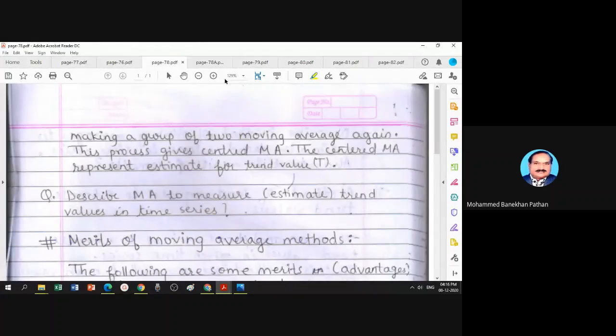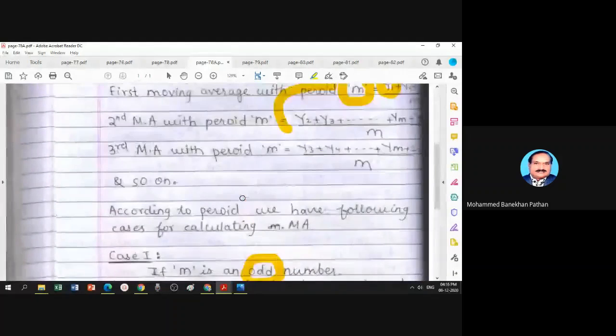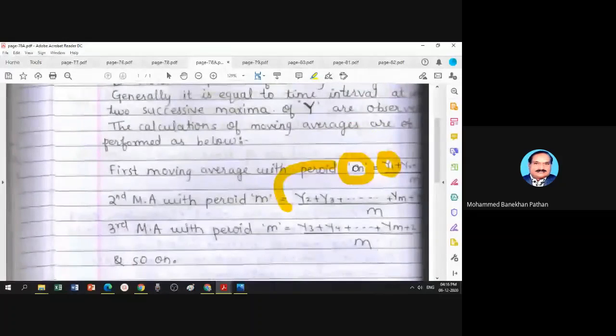I will explain again the concept of even. Suppose my m is odd. So I add y1 plus y2 plus y3 divided by 3. The number that comes is written in front of y2 as the center. Similarly, y2 plus y3 plus y4 divided by 3. The calculation will be written in front of y3.